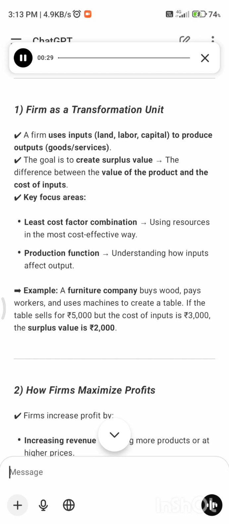Key focus areas: least cost factor combination, using resources in the most cost-effective way. Production function, understanding how inputs affect output. Example: a furniture company buys wood, pays workers, and uses machines to create a table. If the table sells for $5,000, but the cost of inputs is $3,000, the surplus value is $2,000.